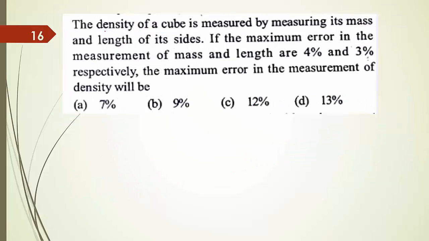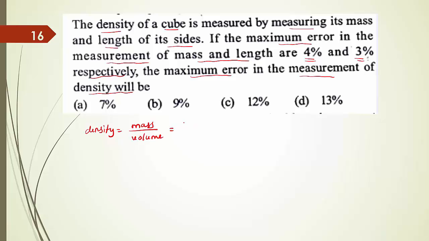16th question. The density of a cube is measured by measuring its mass and length of its sides. If the maximum error in the measurement of mass and length are 4% and 3% respectively, the maximum error in the measurement of the density will be. Yes, first we have to know what is density. Density is mass per unit volume. That is, we can write M divided by L cube.